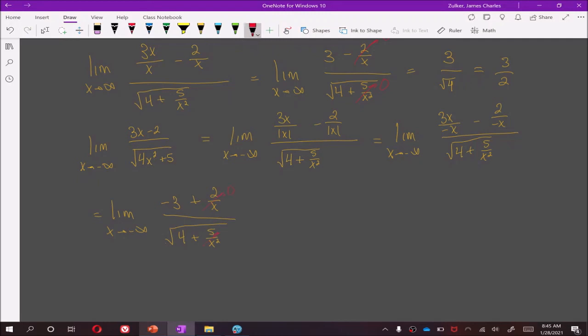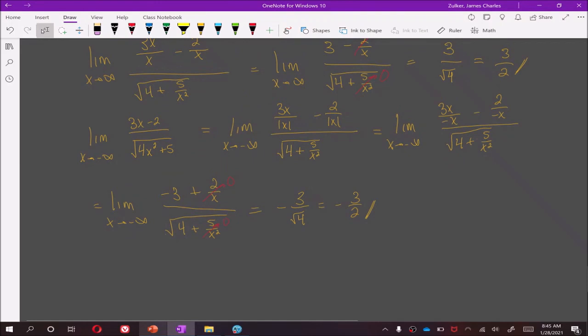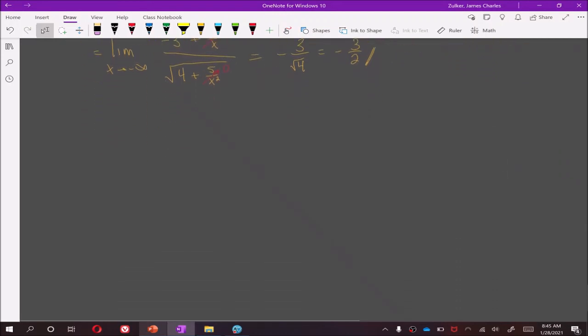2 over x still goes to 0, 5 over x squared still goes to 0. We are then left with negative 3 over root 4, which is negative 3 halves. So the limit as x approached positive infinity was 3 halves, and the limit as x approached negative infinity happened to be negative 3 halves. Let's now look at one final example.